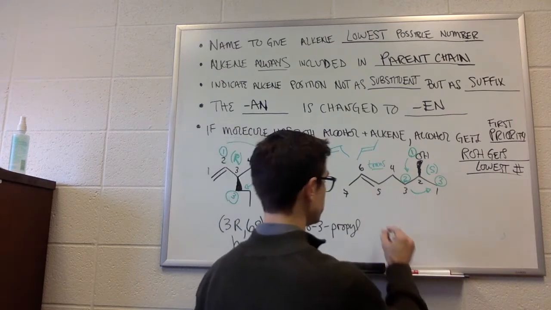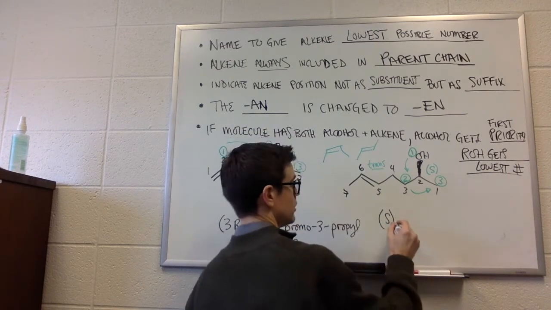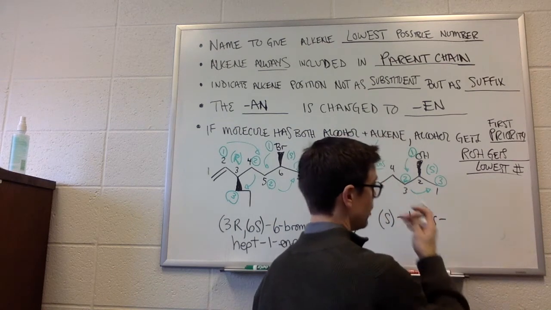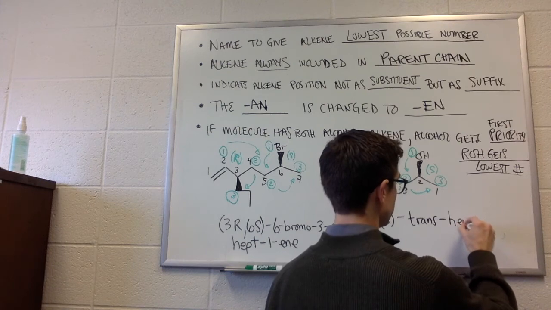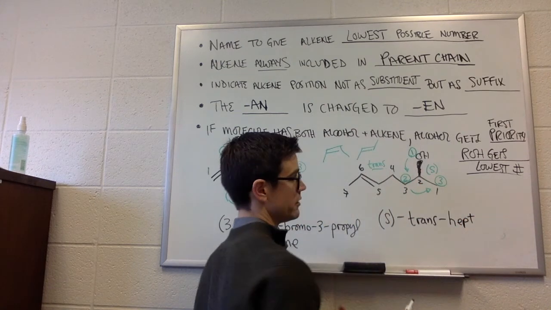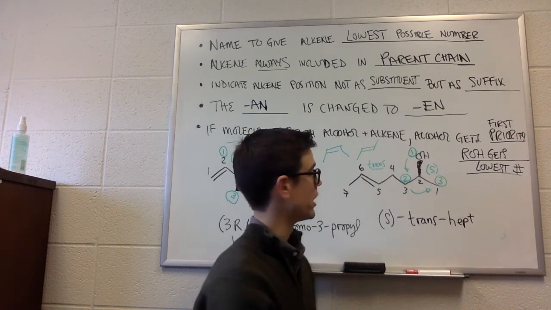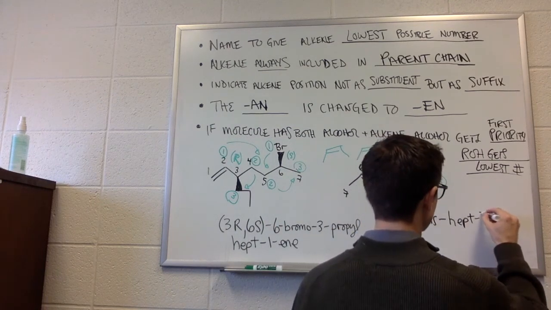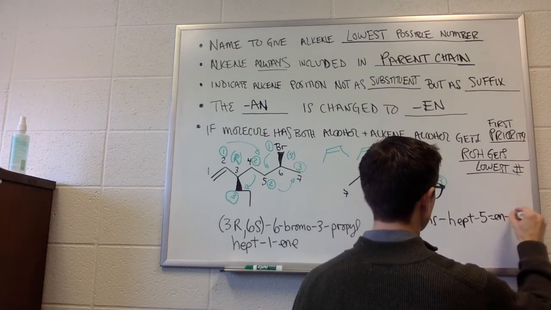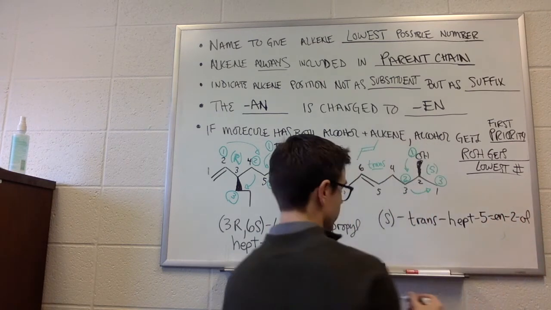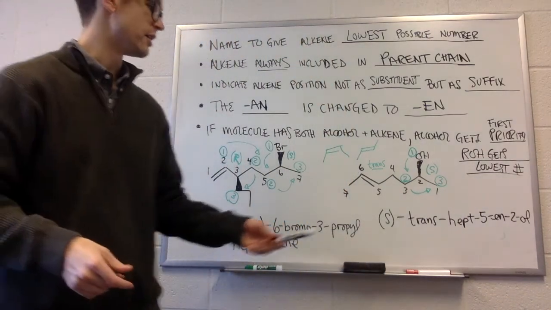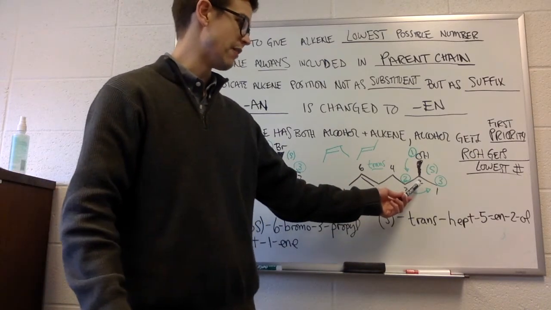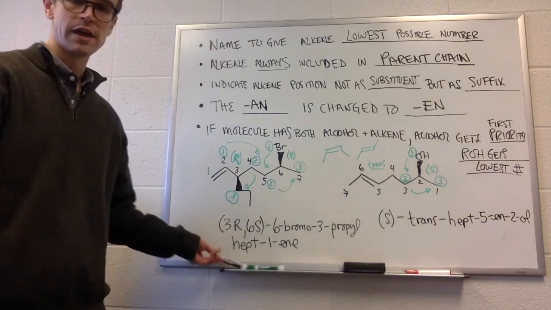So that's our other stereochemistry element. So this molecule is going to be S, trans, and then hept. And now we have to tell the reader where the alkene is and where the alcohol is. So it's hept, 5-ene, 2-ol. So the ene indicates that the alkene is between positions 5 and 6. The 2-ol indicates that we have an alcohol and it's on the 2 position. So that is how we name these.